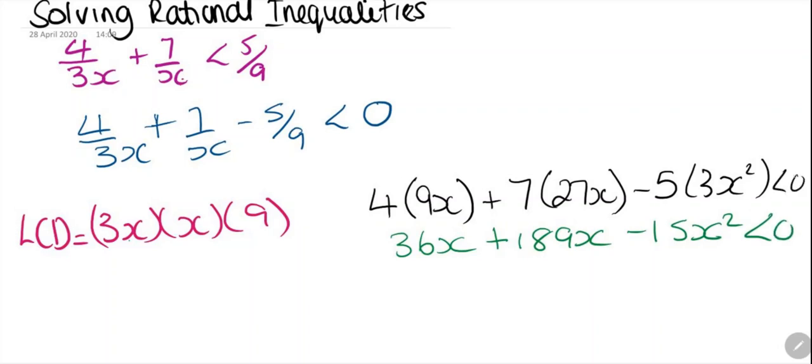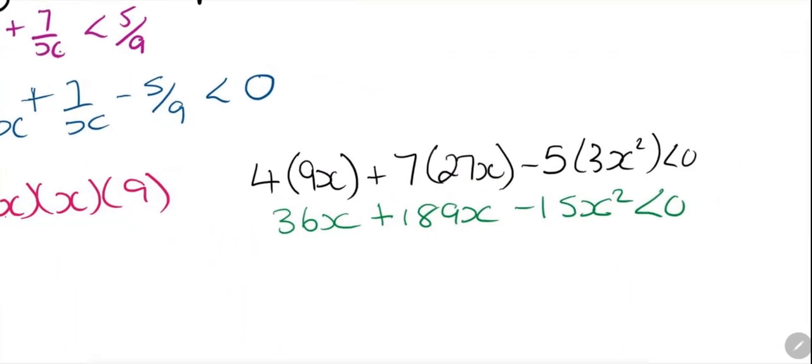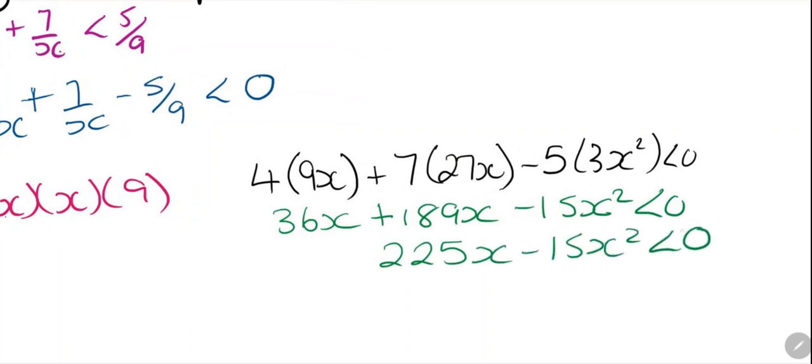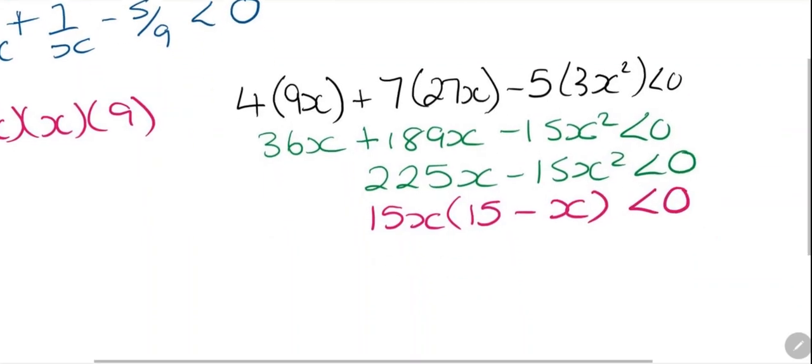So I should put the less than 0 there as well. So this is what we have. So if I simplify further, 36 plus 189, that's going to be 225x minus 15x squared is less than 0. So I'm going to factor by 15x. So this goes into that 15 times, and 15x, this would just be x, and this is less than 0.